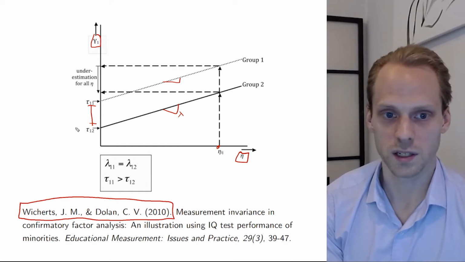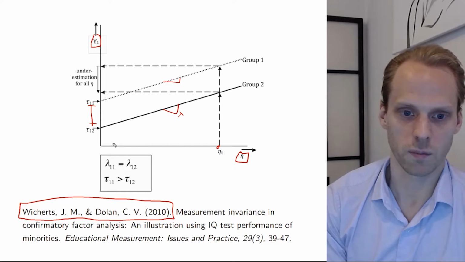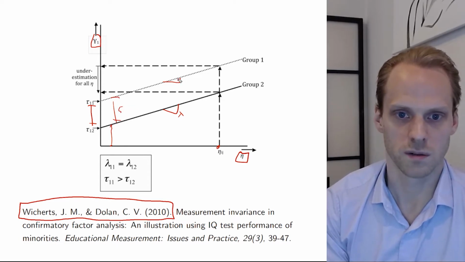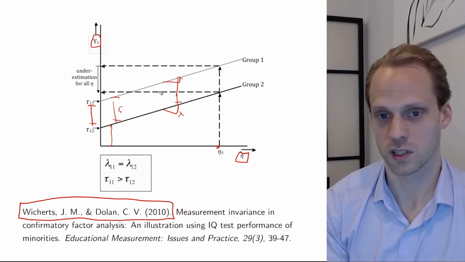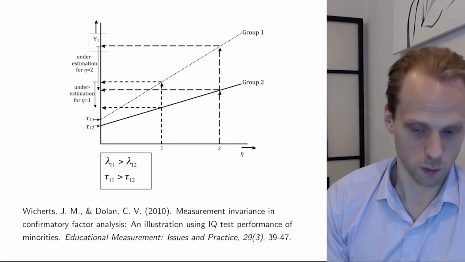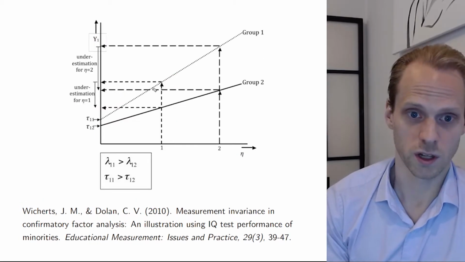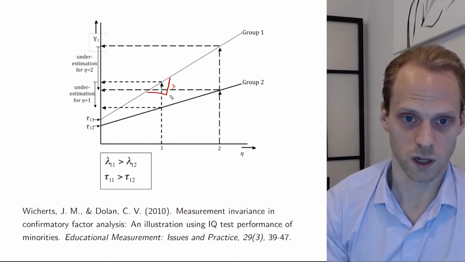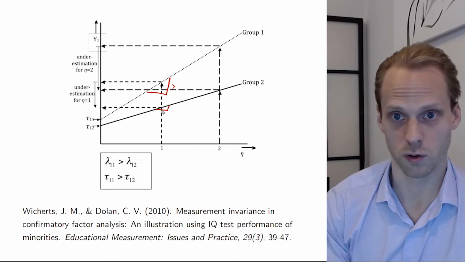So uniform bias, where at every point in the scale here, the bias is the same. So it's always like, let's say 5 points or something like that. So we always have the same level of bias between the groups. It can get worse, and that's when also the lambda value is different. So here the factor loading is also different for the groups.